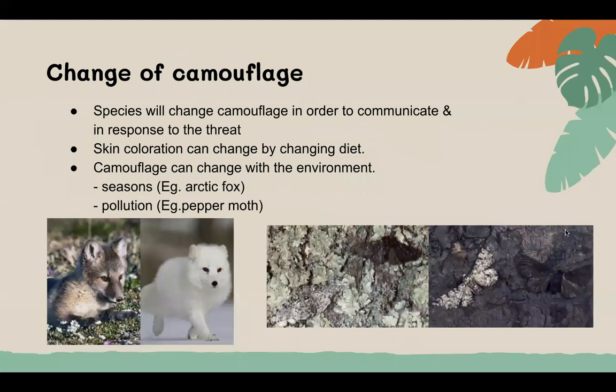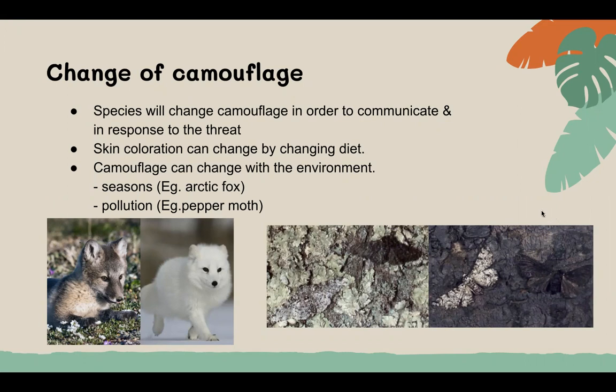The change of the camouflage. Species will change camouflage in order to communicate and in response to the threat. Skin coloration can change by changing animal's diet, and the camouflage can change with the environment. Many animals, such as the Arctic fox, change their camouflage with the seasons, and other species, such as pepper moths, change their camouflage because of the industrial pollution.